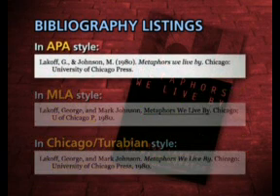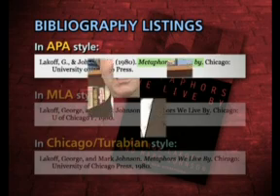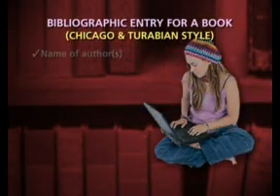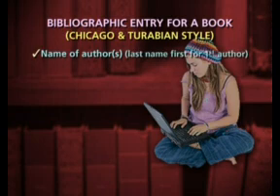APA style, on the other hand, is very different. The order of details is different, with the publication date coming second rather than last. In addition, only the first initials of the author's names are given, rather than the entire name. The name of the second author, like that of the first author, is given last name first, rather than the other way around. And most subtly, only the first word of the title is capitalized, rather than all of the important words. Here's the order of information in the bibliographic entry using Chicago and Turabian style, for example. For a book, you begin with the name of the author or authors, and you invert the name of the author, that is, put the last name first.